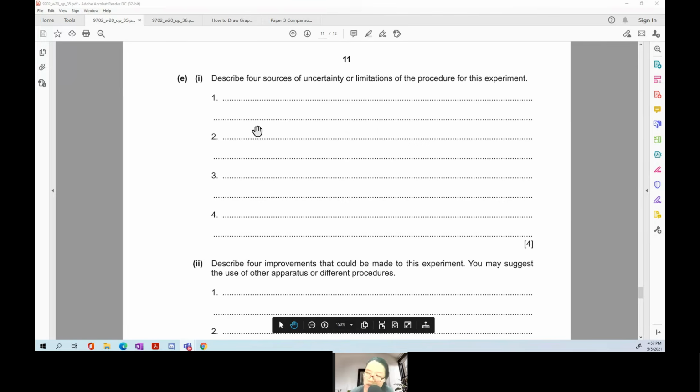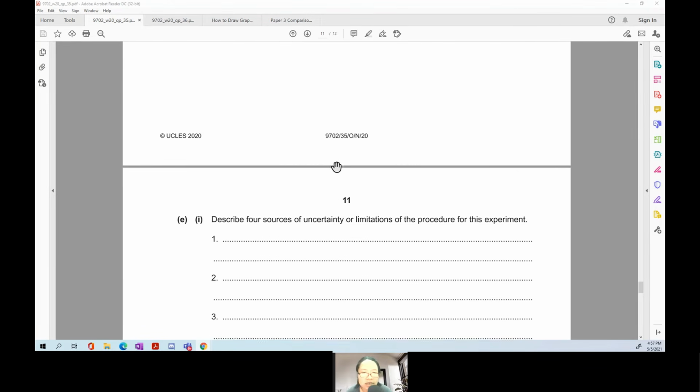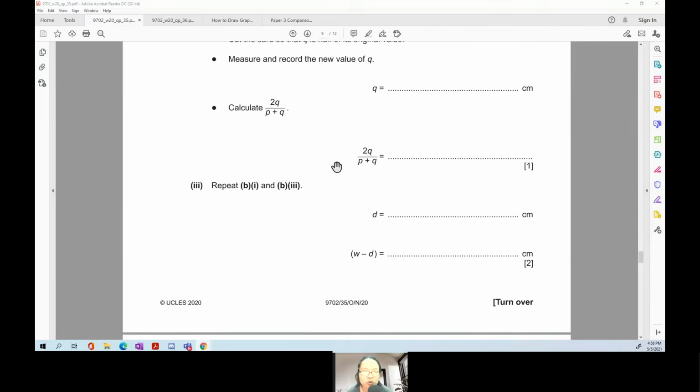So here is where students struggle because you're going to write limitations and uncertainty. So here's what I can suggest you think about. Whenever you take out a ruler or a timer or anything to measure, you ask yourself, what am I assuming or estimating? If I am assuming or estimating something that I shouldn't, then this one should be here.